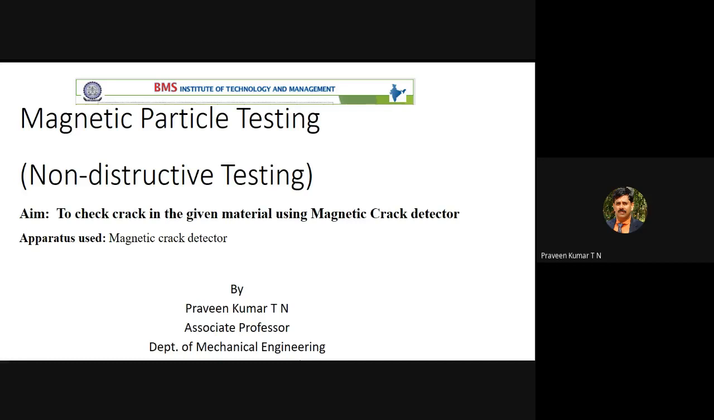There are many non-destructive tests. As per your syllabus, you have to study 3. One is magnetic particle testing, one more is dye penetration testing, and one more is the ultrasonic flaw detector. Those are the 3 tests you have to study as per the syllabus.